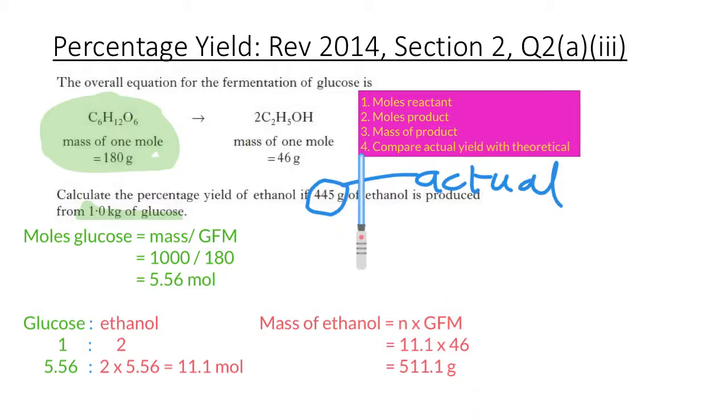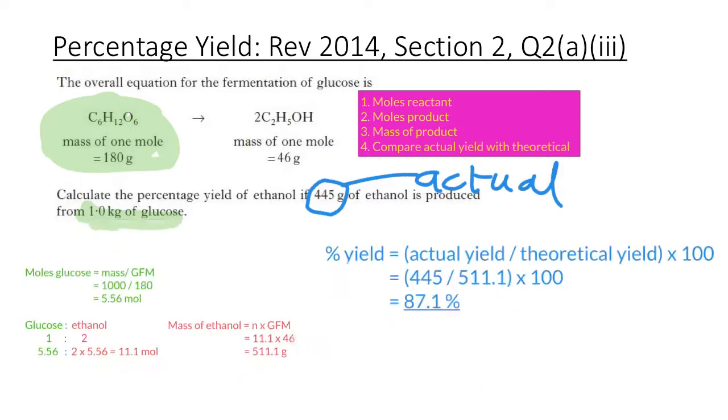Our final step, step 4, we're going to compare the actual yield with the theoretical yield. Our actual yield was given in the question. We've just calculated our theoretical yield. Time to pause your video, try it yourself, and then play again when you're ready to check your answer. So the final answer should be 87.1%. Again, if you don't have quite the same number, it's possibly a difference in rounding. If your working's the same as mine, you would get the marks.